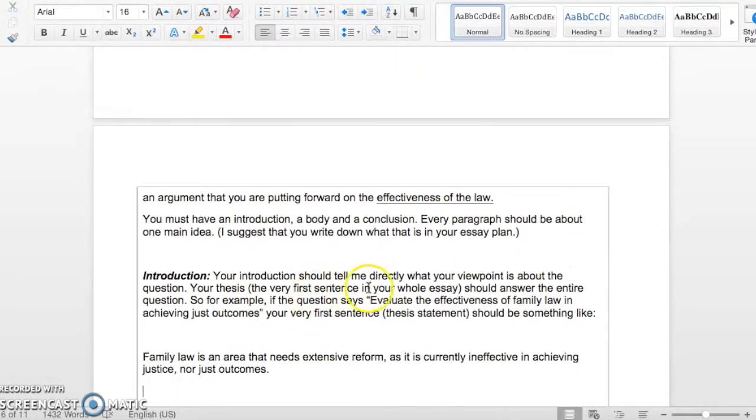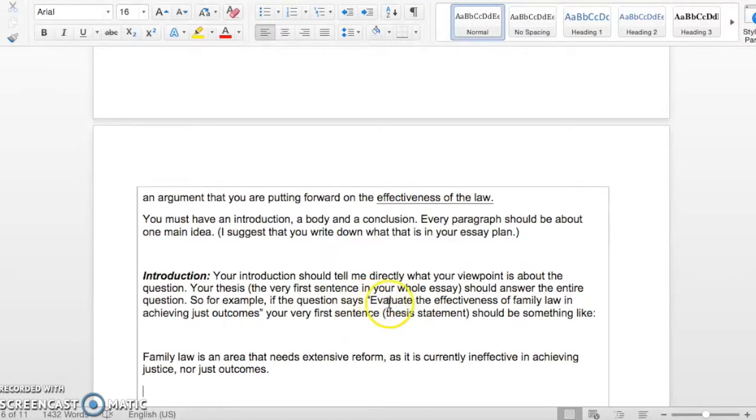So your introduction should tell me directly what your viewpoint is about the question. Your thesis, which is the very first sentence in your whole essay, should answer the entire question. So I should be able to read your very first sentence of your legal studies essay, and that is all, and still know what your essay is about. If you've done that, then you know that you've done it correctly.